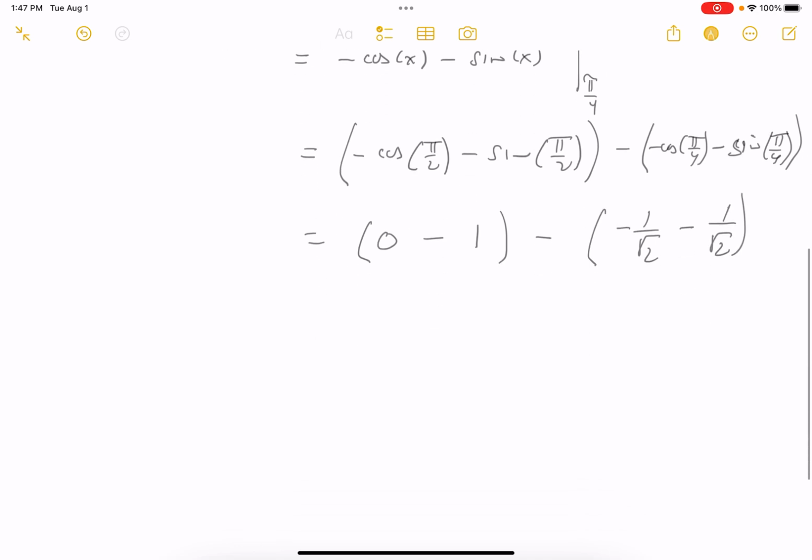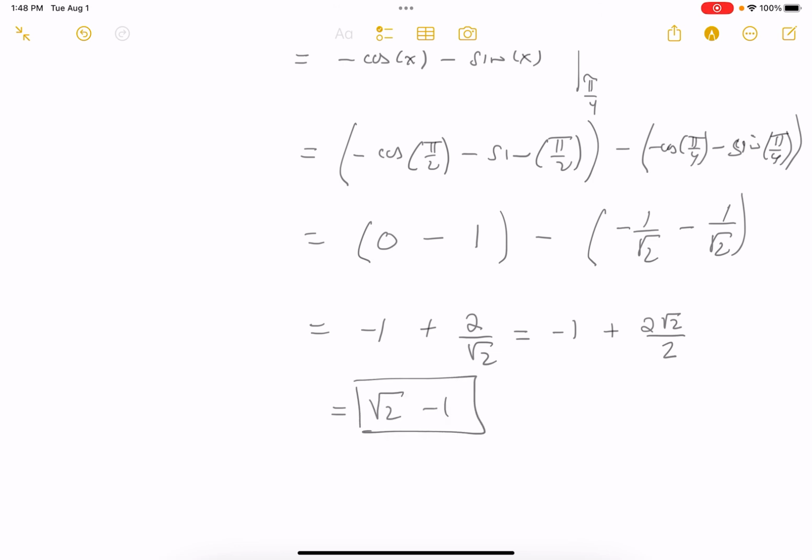Let's keep moving along. What do we get over here? Minus 1, and it's going to be plus 2 over root 2. I'm going to simplify this a tiny little bit by rationalizing the second term. And that's going to be 2 root 2 over 2, which is going to give me root 2 minus 1 as my final answer.